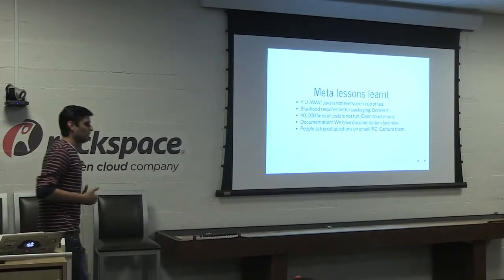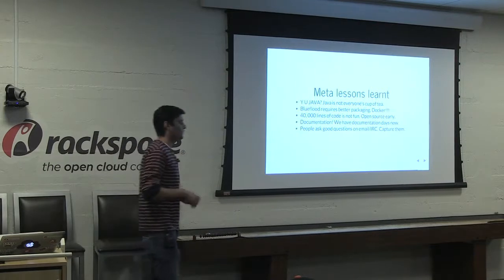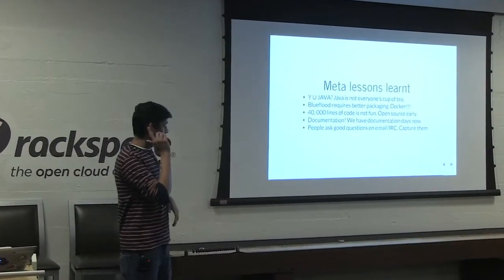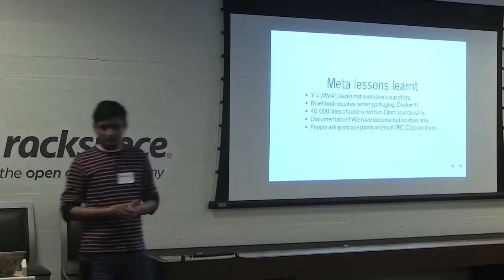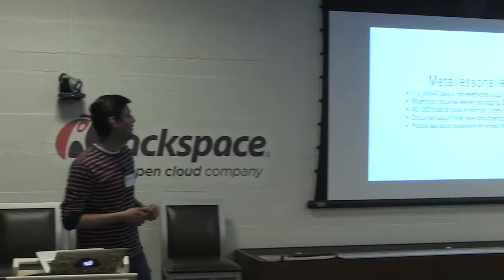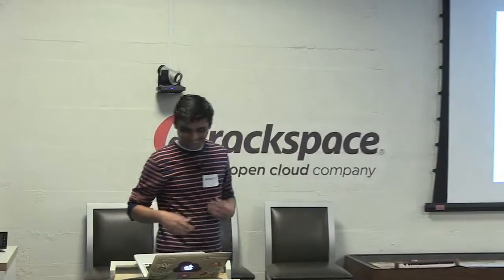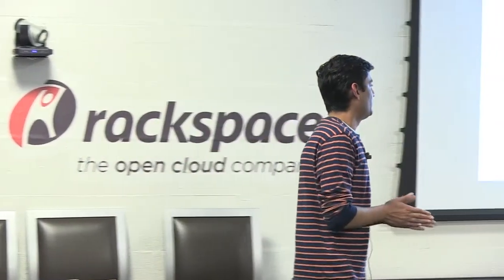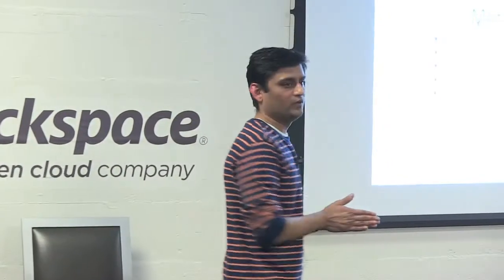For example, Blueflood is around 40,000 lines of code, not exact, but around that range. It's not fun when somebody joins an open source project and sees 40,000 lines of code. It's daunting. And also documentation. We try to be good at documentation. For example, we have come up with documentation days where all engineers focus and write some documentation. But open sourcing is not easy. Once you do it, it's your responsibility to keep all these things going.